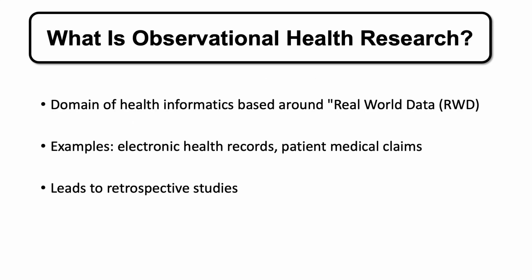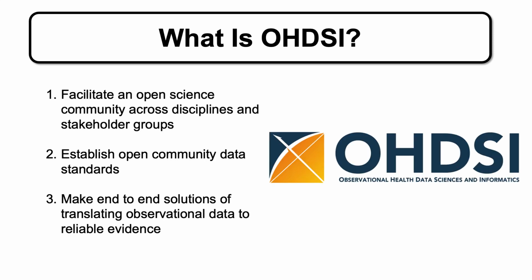So the first question is, what is observational health research? Now, it's a domain of health informatics based around what is known as real-world data. Examples of this information are things such as electronic health records, patient medical claims, basically any information that's generated when you interact with a hospital or a care provider location, and providers record information on your behalf. This leads to what are known as retrospective studies, which is the core of what makes an observational health research study.